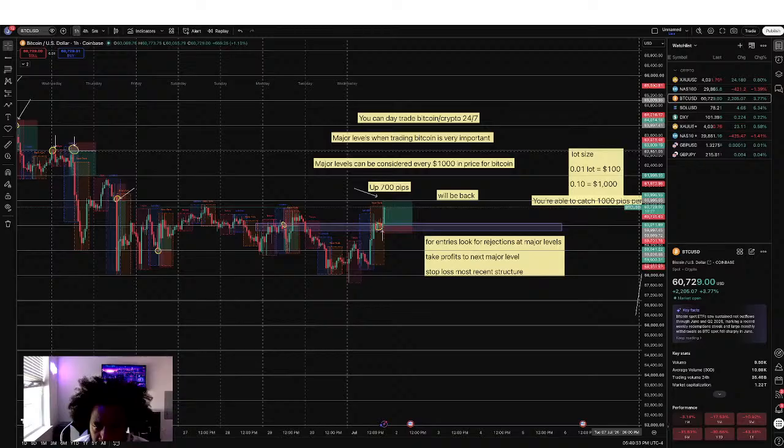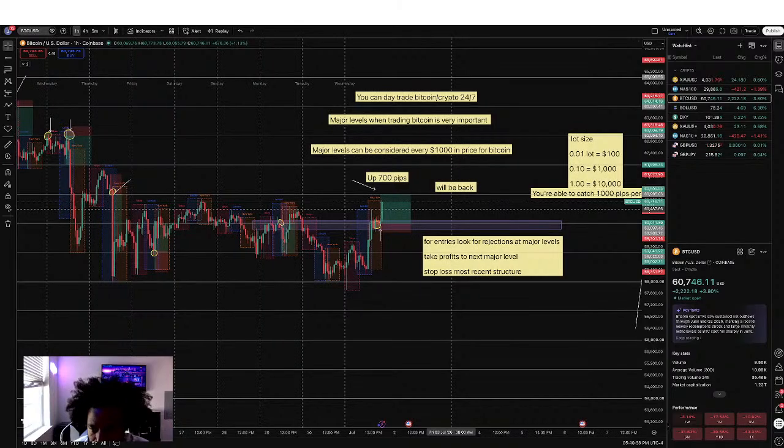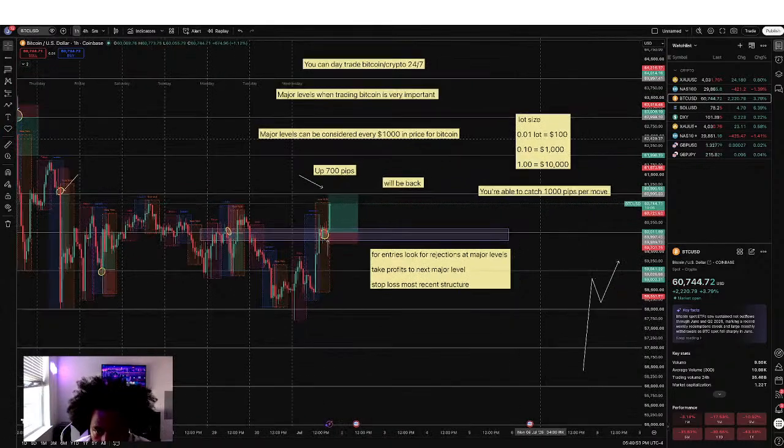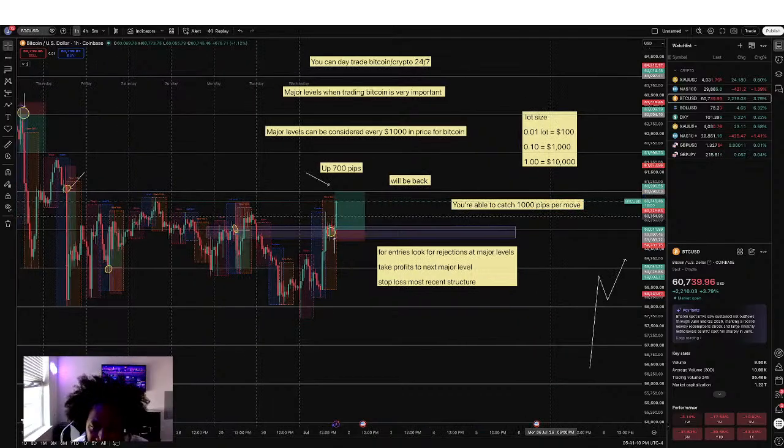So you can see this trade right here that's being placed and taken off of this major level, which is the 6,000 level. As you can see, it's currently up almost 700 pips, from this one move right here. So you can see a 0.01 lot size will equal $100, 0.10 will make $1,000, and 1.0, which is standard lot size, will make you $10,000. So trading off these major levels, you're able to actually catch 1,000 pip moves.